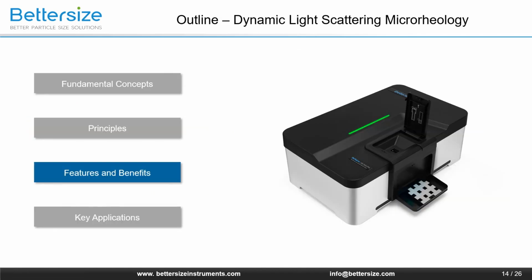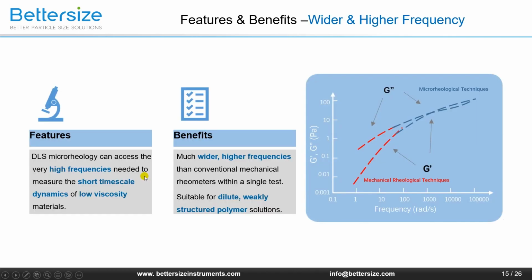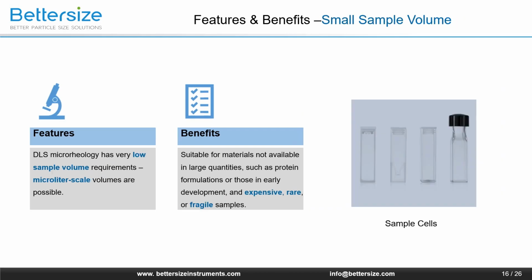Then I would like to talk about the features and benefits of the BeNano series DLS microrheology. Compared to the mechanical rheometer, DLS microrheology can access the very high frequencies needed to measure the short timescale dynamics of low viscosity materials. And it can cover much wider and higher frequencies than conventional mechanical rheometers in a single test. Therefore, DLS microrheology is well suited to the rheological study of dilute, weakly structured macromolecular solutions.